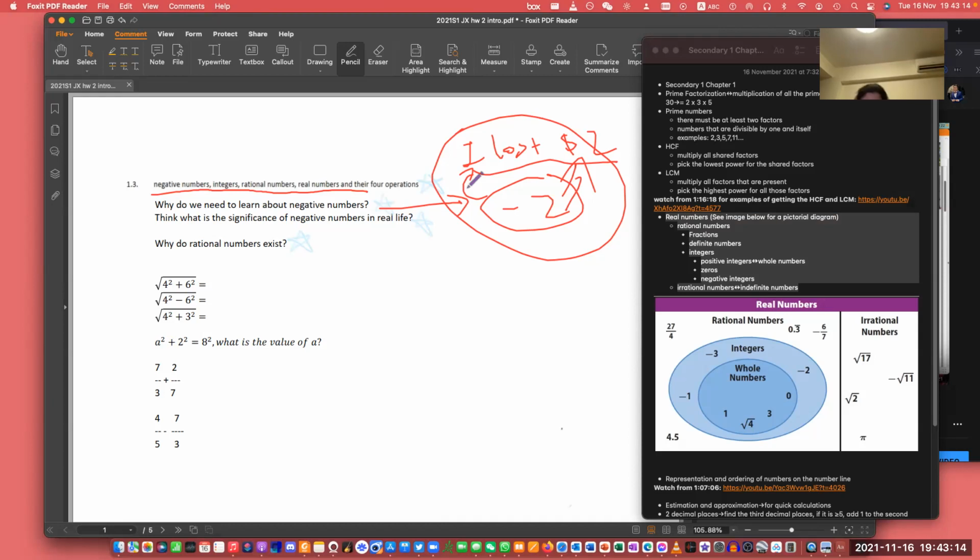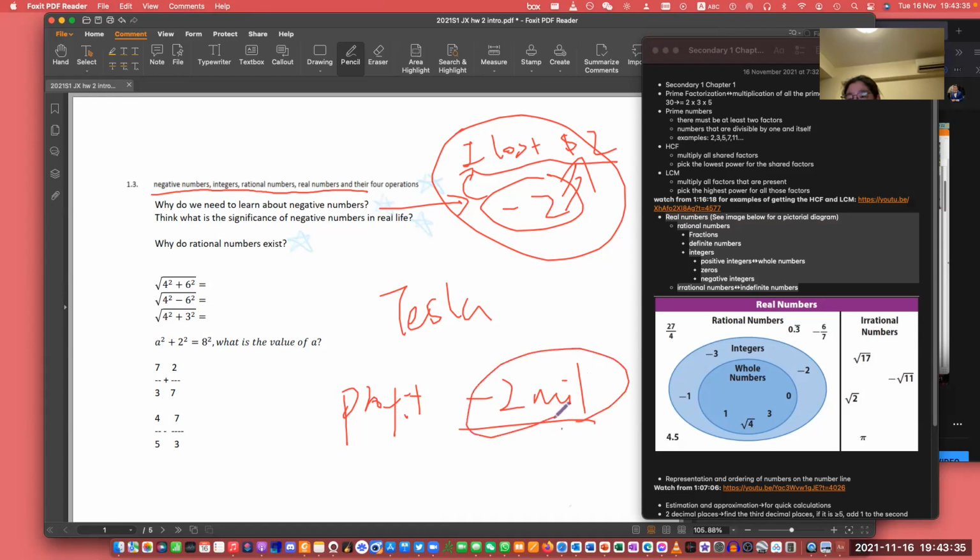Yes. So if you read some of the financial statements for some companies, let's say you're talking about Tesla, if you read their financial statement, their profit can be -2 million. So what does this mean? This means they are not making any money for the past quarter. They are losing $2 million last quarter. Okay, so this is how negative numbers can be used in real life. All right, so far so good.